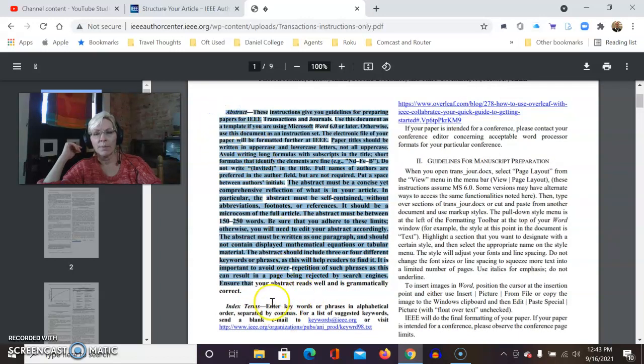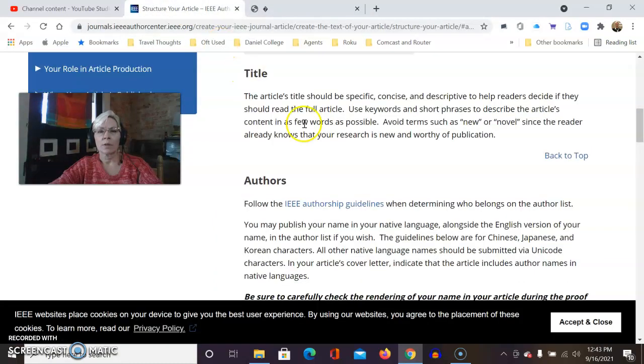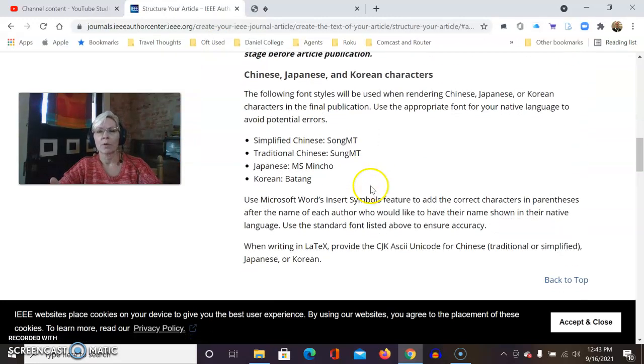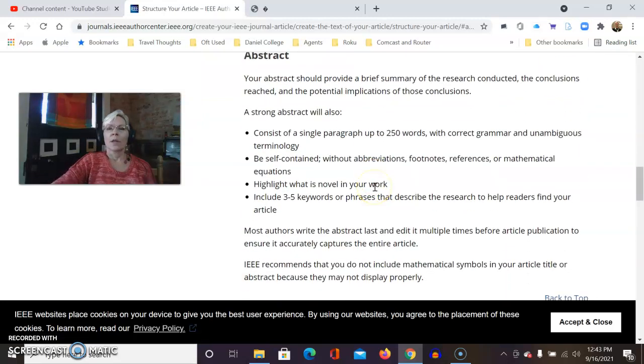Note it's fairly simple. It's almost always one paragraph, and it's just what's in this thing. So let me skip over to, I was showing you a sample, but here's what you should have in it. Okay, go scroll down here. Abstract: brief summary of the research conducted, the conclusions reached, and the potential implication of the conclusions, right? So those are your basic three components. What conclusions did I reach? What research did I conduct on them? And what are the potential implications of what I found?